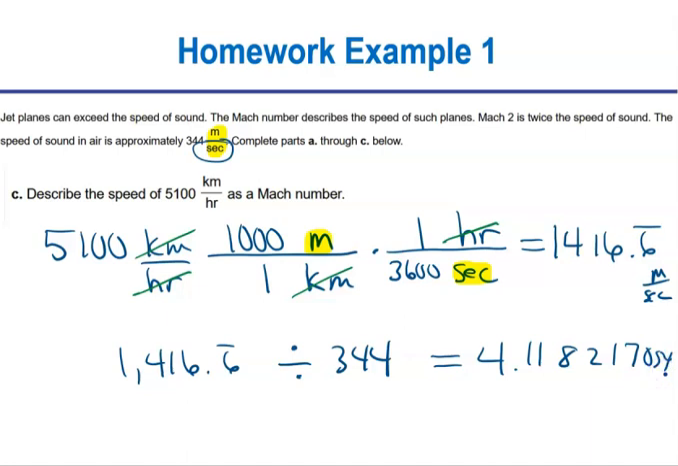It goes a long way. Now, likely, I didn't read the directions, but likely it might say round to the tenths, hundredths, maybe even thousandths. Let's just say we round to the hundredths place. So this would be Mach 4.11. Okay? And again, those directions do show up in the homework. I just didn't get the rounding directions in this problem.